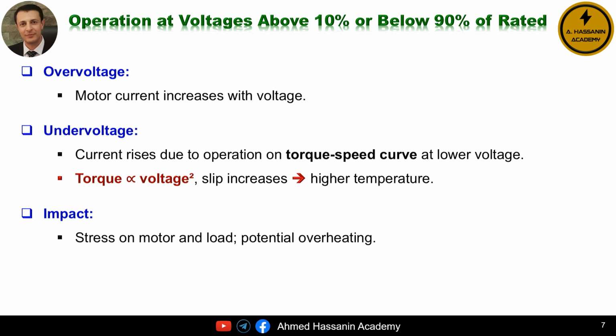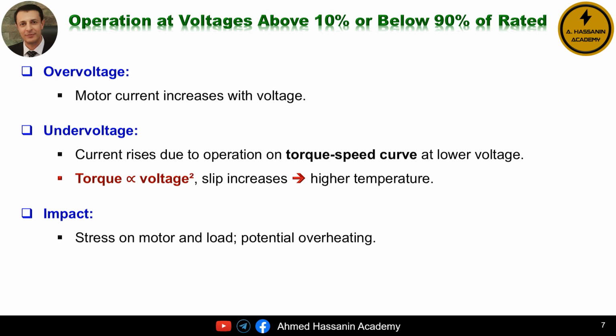Basically, above 10% over the rated voltage or below 90%. Starting with overvoltage, this one's pretty straightforward. If the voltage goes up, the current in the motor also goes up. Think of it like turning up the pressure on a water hose. The flow increases and everything gets a bit more stressed. The motor starts to heat up and the insulation has to work harder.